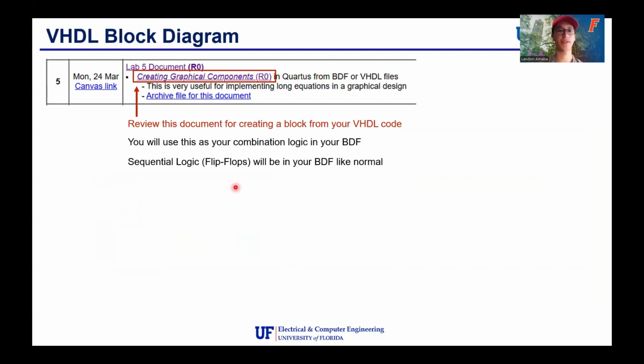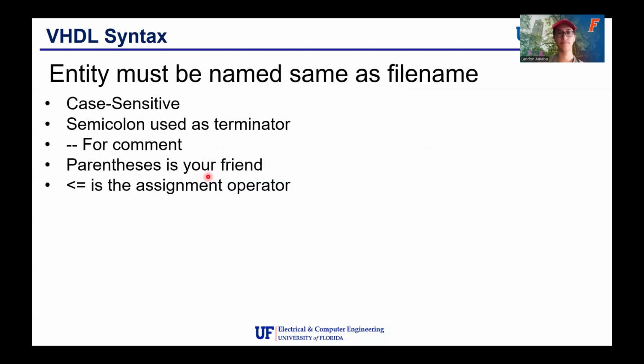So for this lab specifically, what you're going to be able to do is write your VHDL and then generate that block diagram afterwards. If you are on the website and under this lab 5, you can see there's a link creating graphical components. So please review this document for creating a block with your VHDL code. You will then use this block and put it in your block diagram file or PDF, and then all sequential logic will be done with flip-flops like normally.